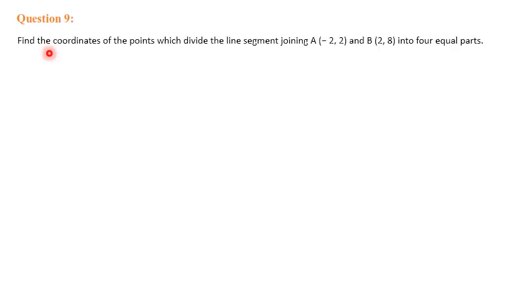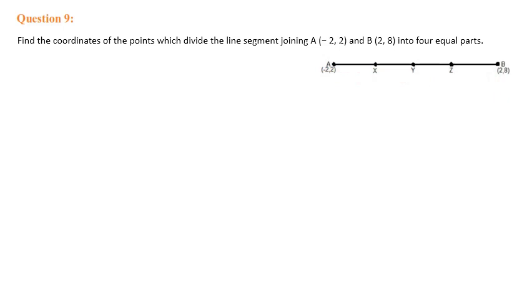Next we shall discuss question number 9. Find the coordinates of the points which divide the line segment joining A (minus 2, 2) and B (2, 8) into 4 equal parts. Let us visualize the question. There are points A (minus 2, 2) and B (2, 8), and we have to find out the points which divide this line segment AB into 4 equal pieces.